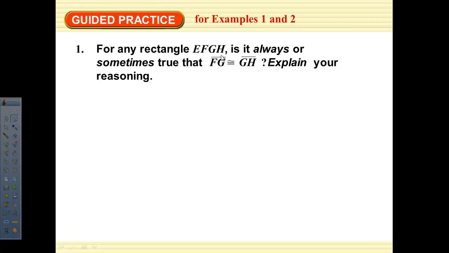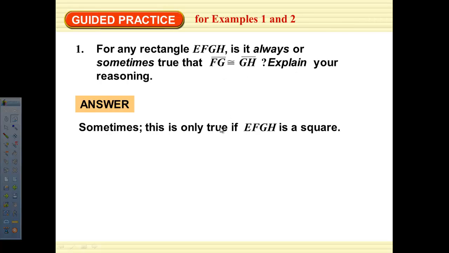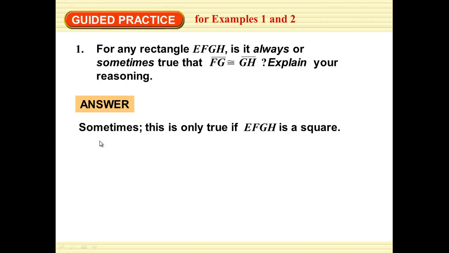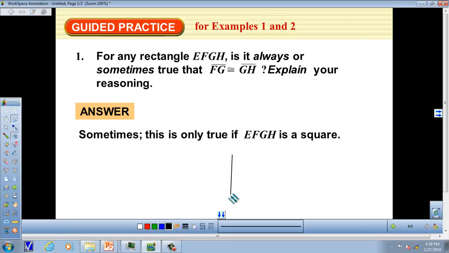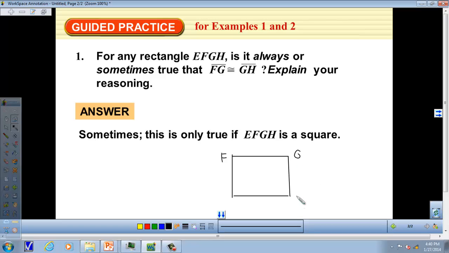And then if we have a rectangle, is it always or sometimes true that FG and GH are congruent? Let me draw a picture of this. If we were to draw a picture, and it's a good idea to draw a picture for all of these, if I write F, G, H, and E here, they're stating that FG and GH are congruent.